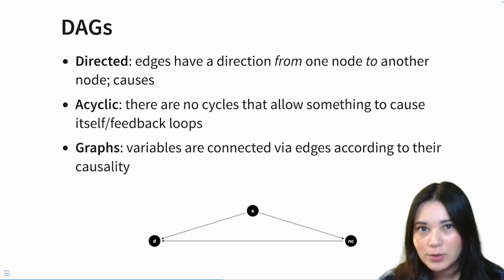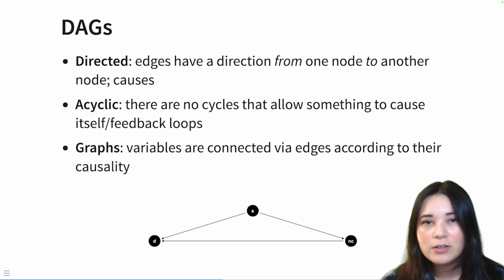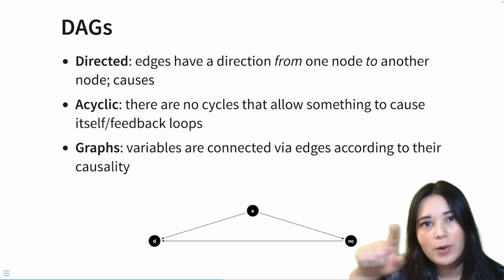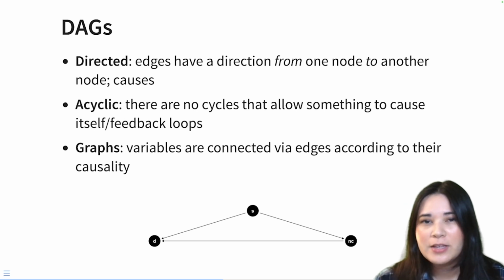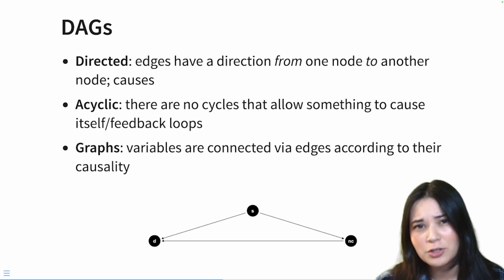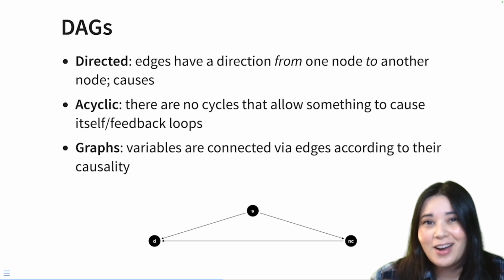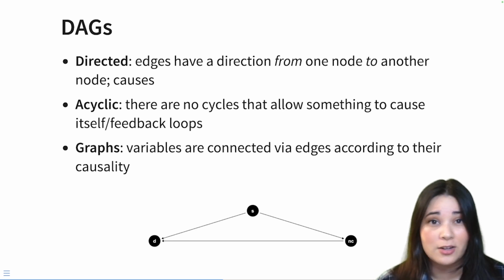Acyclic means that there's no cycles in the graph. Remember, a cycle is a path that doesn't repeat any nodes or any edges, that goes from one node all the way back around to that node. And the reason that this is really important in a causal inference DAG is because that would mean that a variable could actually cause itself, which would not allow us to actually figure out what causal effects there actually are.